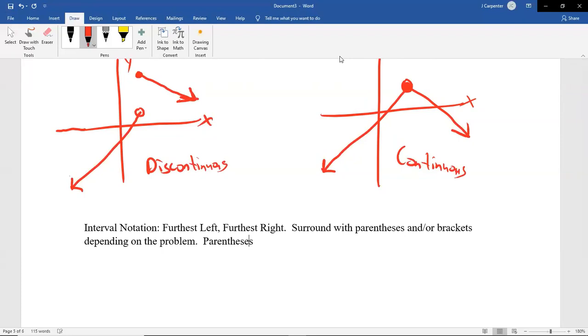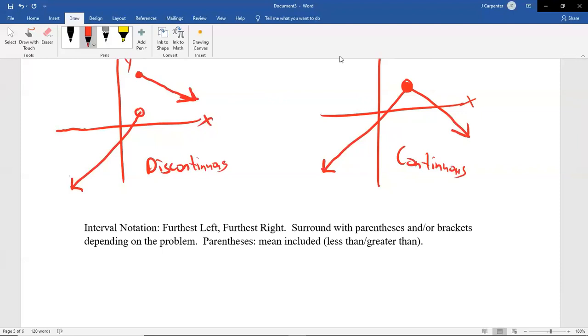Parentheses mean included, which is a less than, greater than, or equal. It has the or equal part of it. Use brackets. I'm sorry, it does not. Less than or greater than. I had brackets in my head. I was thinking one problem ahead. I got to be careful doing that.